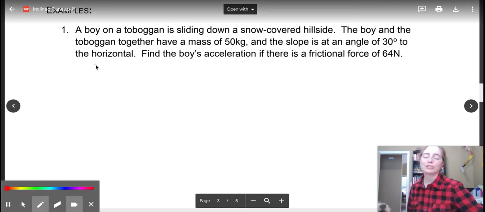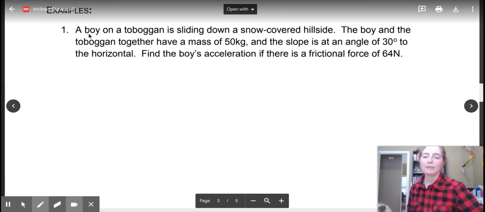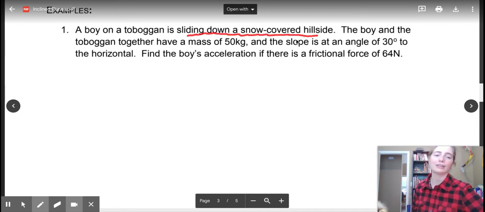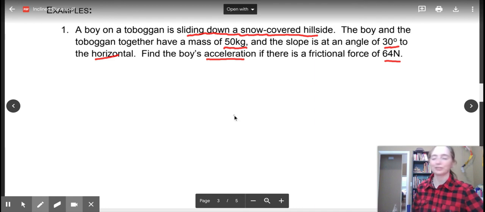Okay, so ladies and gentlemen, a boy on a toboggan is sliding down a snow-covered hillside. The boy and the toboggan together have a mass of 50 kilograms, and the slope is at an angle of 30 degrees to the horizontal. Find the boy's acceleration if the force of friction is 64 newtons.